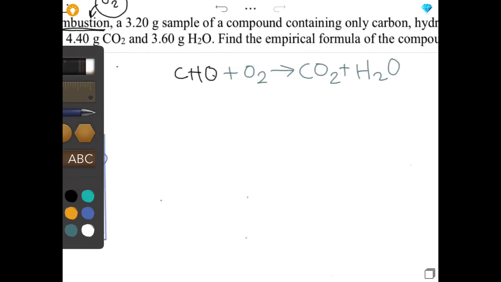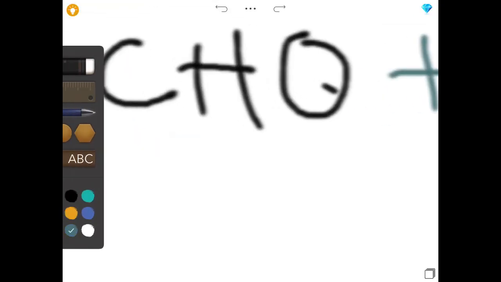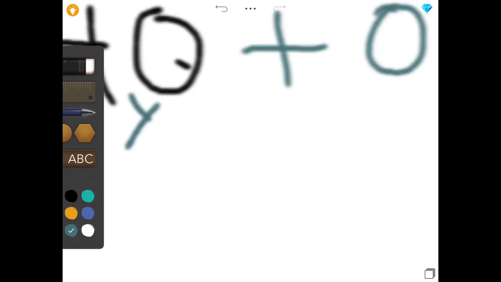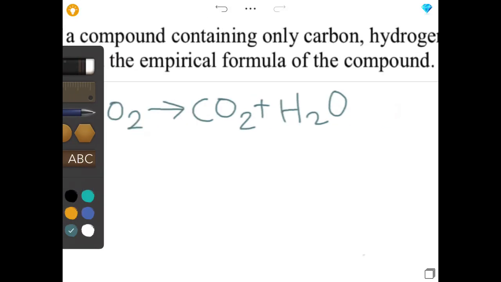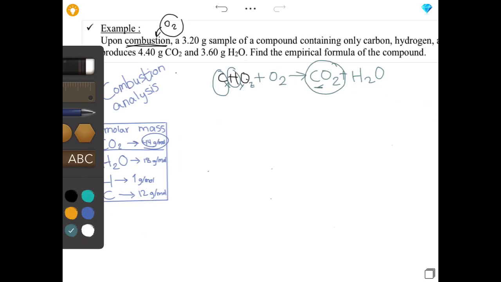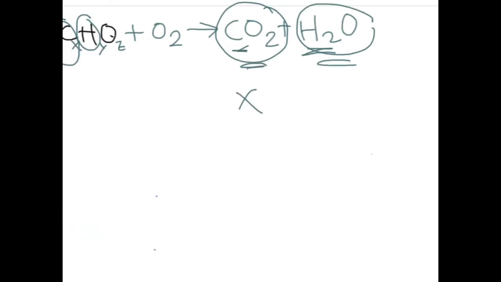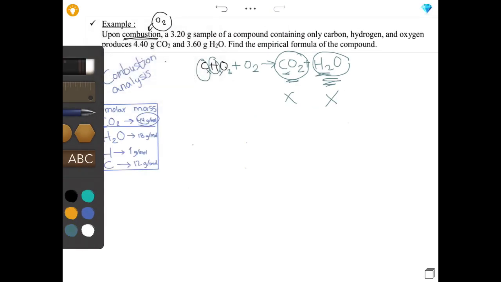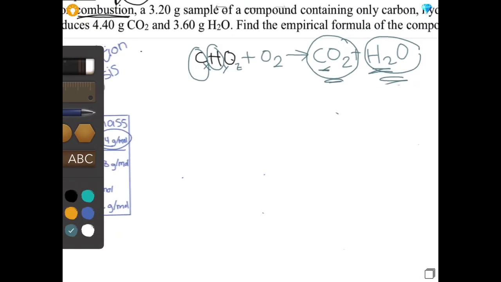Let's call the mass of C x, the mass of H y, and the mass of O z. You can find the mass of C from carbon dioxide because there is C, and you can find the mass of H from water because there is H. So you can find x from here and y from here. So let's see how to do it. There are steps to do that.